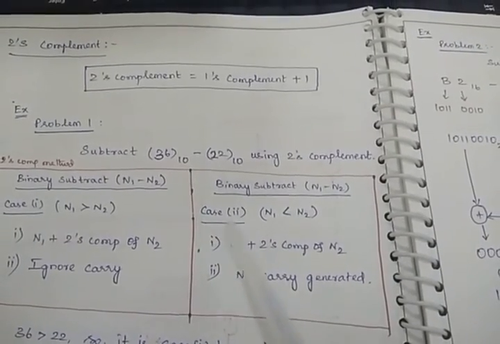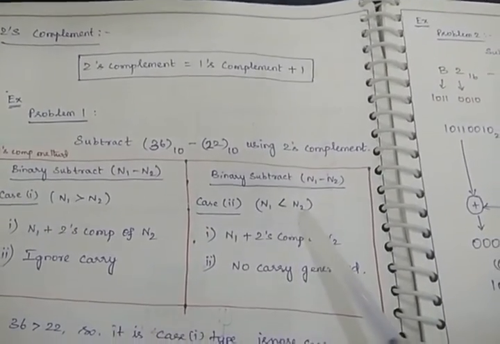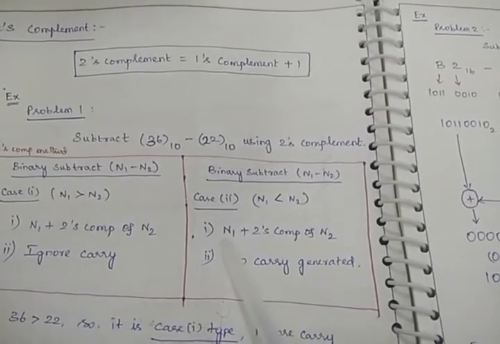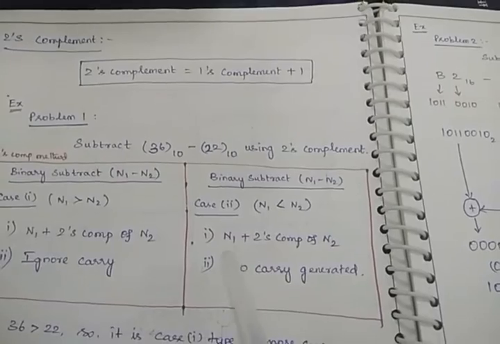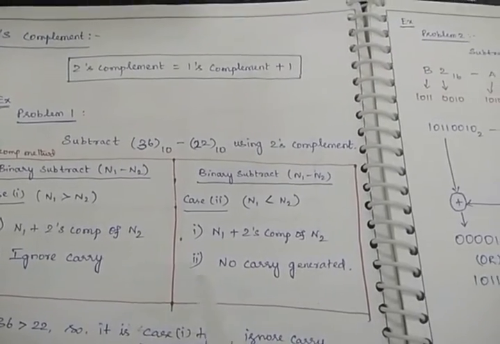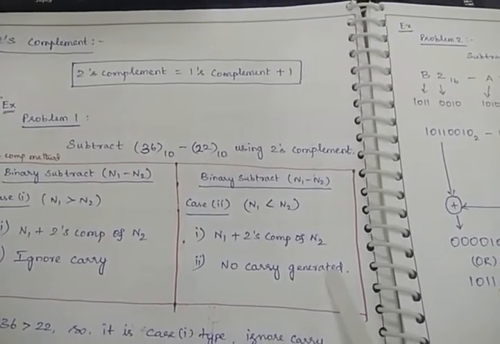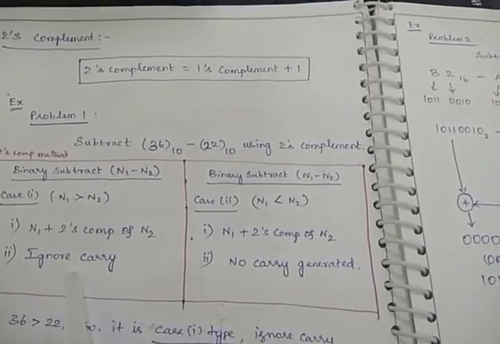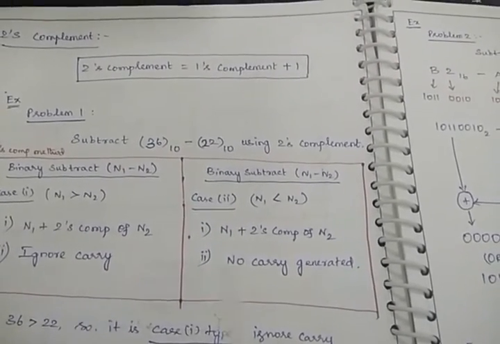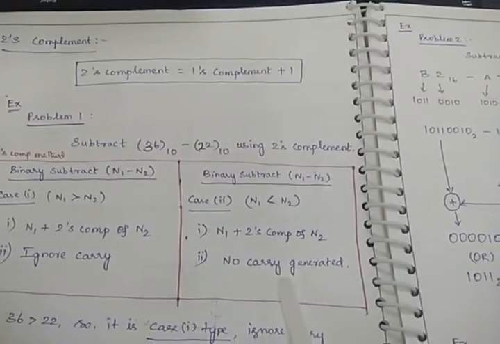Coming to case 2, n1 is smaller than n2. The first step is the same as what we already discussed: n1 plus 2's complement of n2. And the second one is no carry generated. Here in case 1 carry will generate, but we have to ignore it. Here in case 2 carry will not be generated.